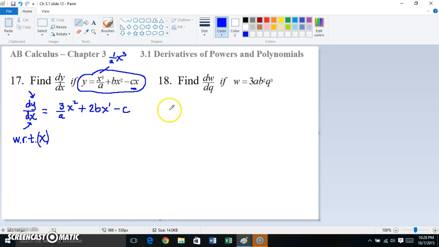Okay, let's do number 18. So here we have the derivative of w with respect to q. So our equation is solved for w. Q is the variable in question. What does that mean about a and b? These values are constants. So 3ab squared is just like a coefficient.